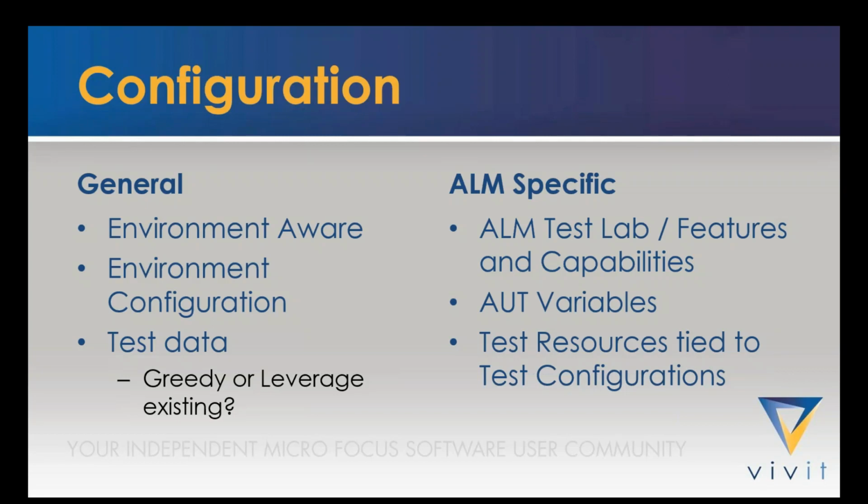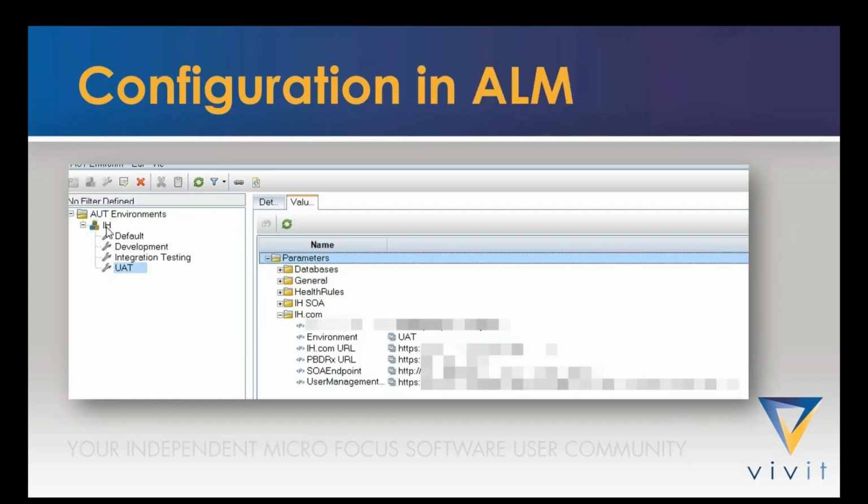Yeah, that's a really great point, and I think it just shows that there are so many different options out there, and just being aware of what the problems that you have to solve are is highly important. In terms of ALM specific things, this is a Micro Focus presentation, or a Vivit presentation. You know, there's ALM test lab, and there's features and capabilities that you can manage in there. You have your AOT environment variables that are set in ALM, and you have test resources tied to their test configurations. I actually have some diagrams in the next couple of slides. We can look at the first one now that will show you these things in further detail.